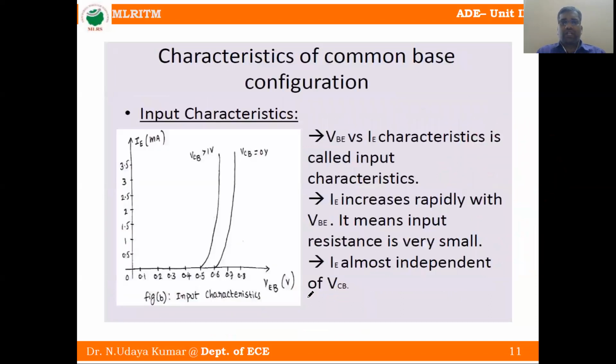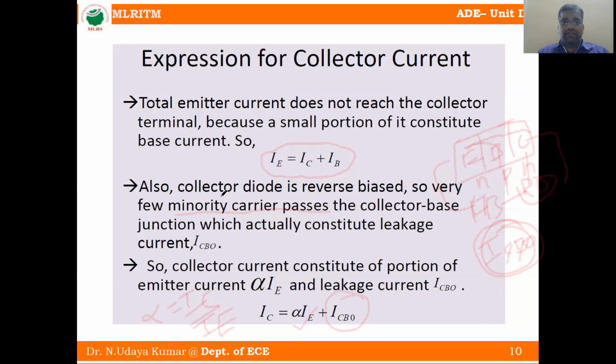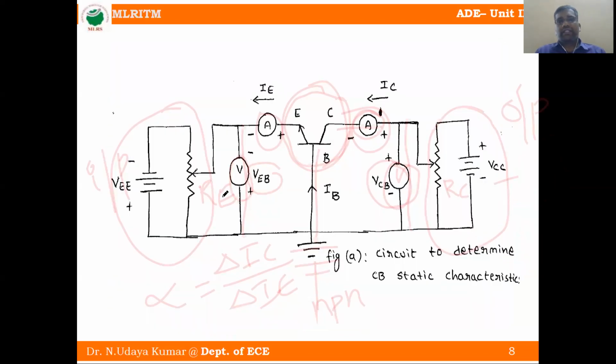So what are the characteristics of common base configuration? One thing I want to tell you here. Input characteristics: this is the input side, the left hand side. Here voltage and current, that means VEB is the voltage and IE is the current. When VCB is constant, at some constant value like 0.1 or 0.2 or 0.3, this is called input characteristics. What do you mean by output characteristics?